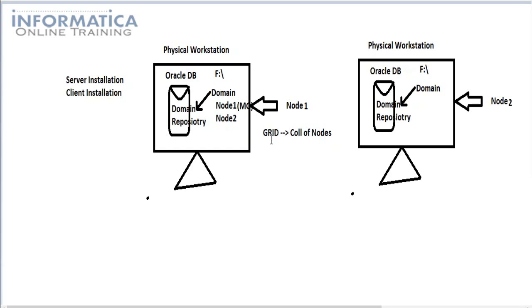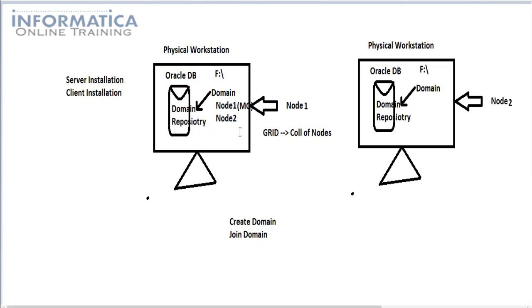So this concept is called the grid concept. Basically you have two options while you are installing: one is create a domain and another is join a domain. For the first time, when you are performing installation on the first workstation, you will create the domain. The second one will perform the join domain. So when you are installing there, you perform the join domain, which means it will join this domain.